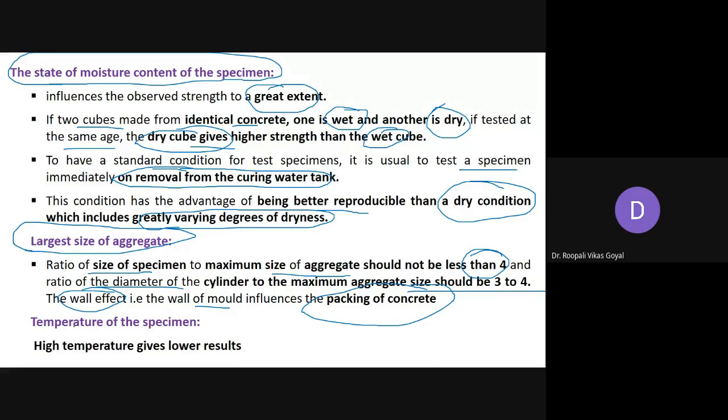Also the temperature of the specimen affects the strength result, and it is observed that high temperature gives a lower result. Okay, so with this I would like to end, and today we have discussed how to find out the strength of concrete. We have already learned all of this: compressive strength, tensile strength and flexural strength, as well as all the factors that are affecting the strength of concrete. So thank you very much.